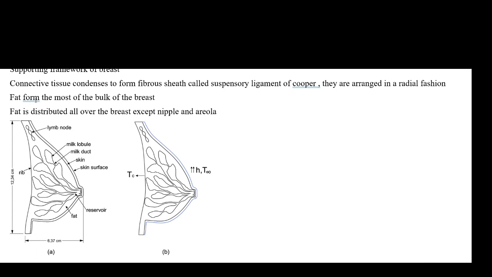Then fat forms most of the bulk of the breast. Fat is distributed all over the breast except two places, nipple and areola. Okay, you can clearly see the diagrams, and how these are fat. The ligament of Cooper we will see in the next diagram. You can easily see the ligament of Cooper, how they are connected from the mammary lobules to the pectoral fascia and clavipectoral fascia. Okay.